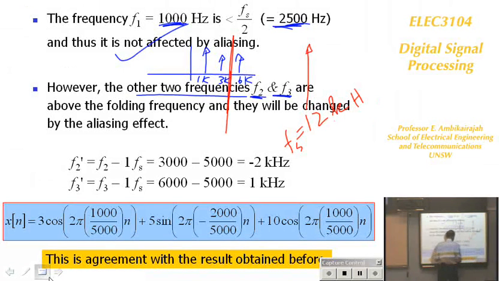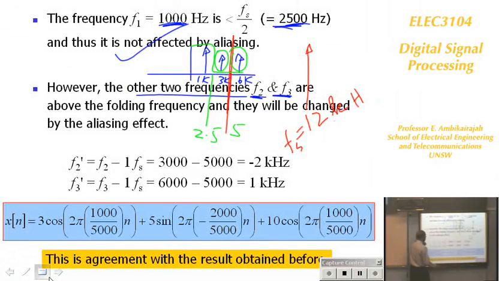So that means half the sampling is 2.5. Any frequencies up to that will not be aliased. Anything above this frequency, 2.5, that's half the sampling, and this is 5, will be aliased. So these two frequencies are going to be aliased as a new frequency.